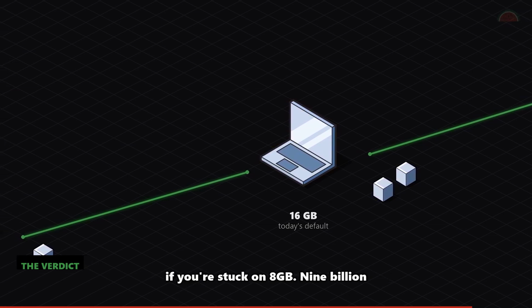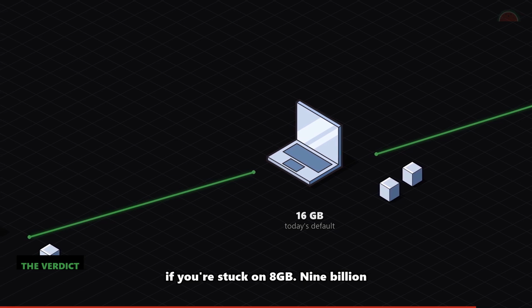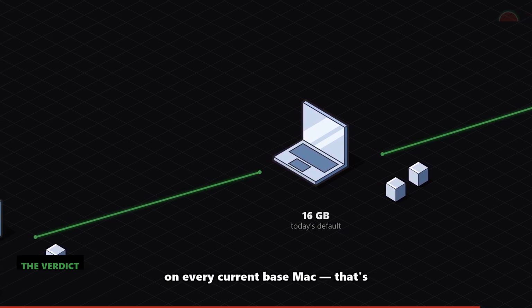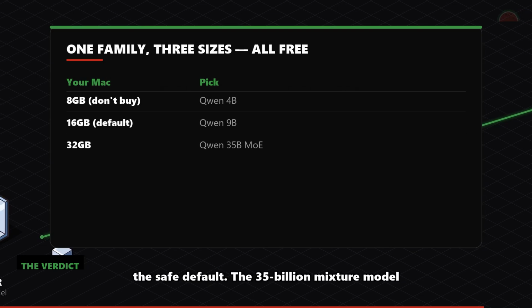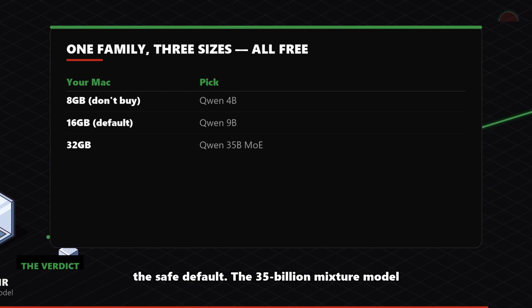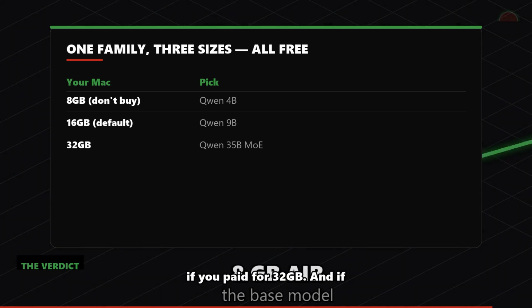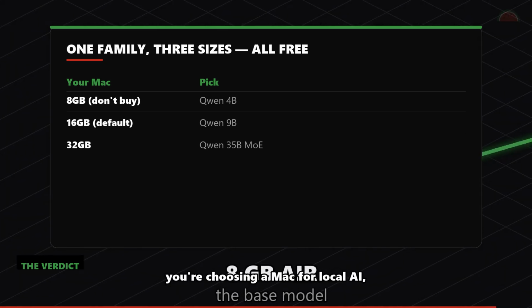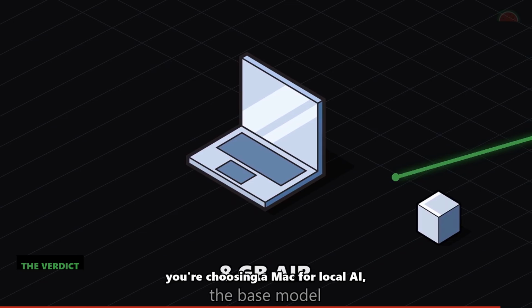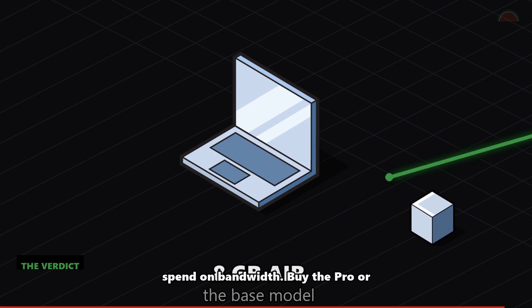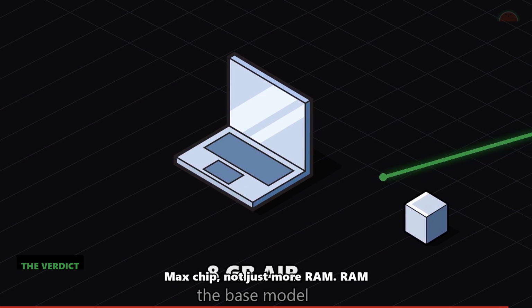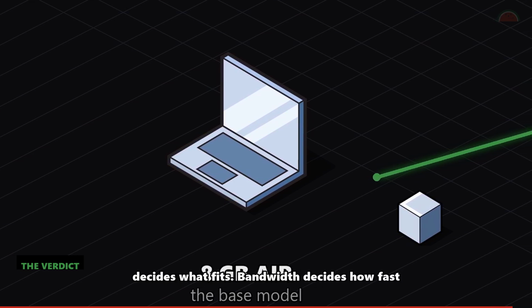So here's the take. One family, 3 sizes, all Apache 2.0, all free. 4 billion if you're stuck on 8GB. 9 billion on every current base Mac, that's the safe default. The 35 billion mixture model if you paid for 32 GB. And if you're choosing a Mac for local AI, spend on bandwidth. Buy the Pro or Max chip, not just more RAM.